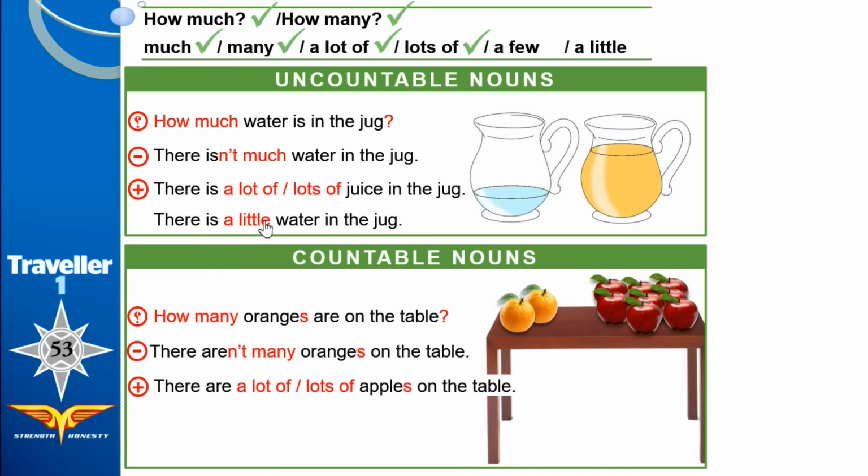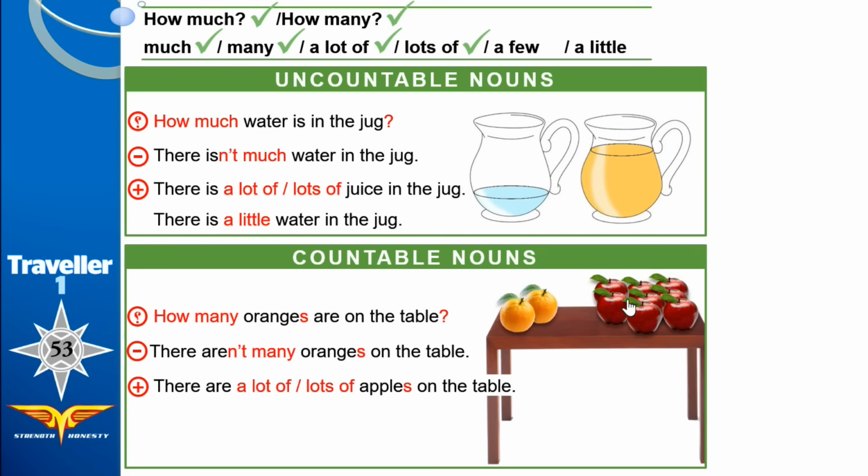There is a little water in the jug. Look, there isn't much, there is a little. This sentence gives the same meaning as this one. The only difference is that this sentence is negative, this sentence is affirmative.